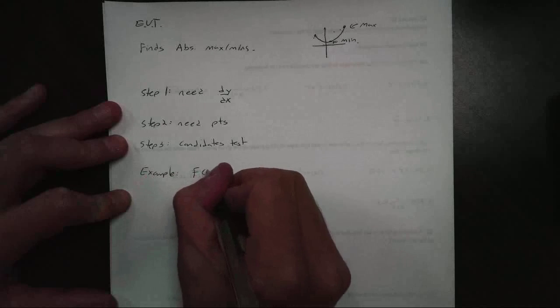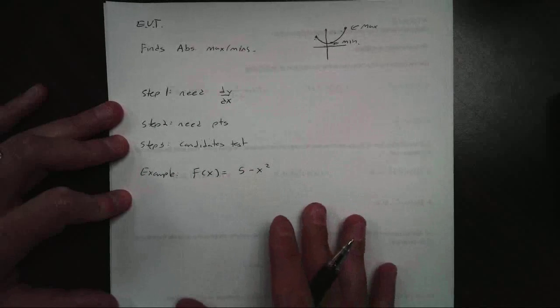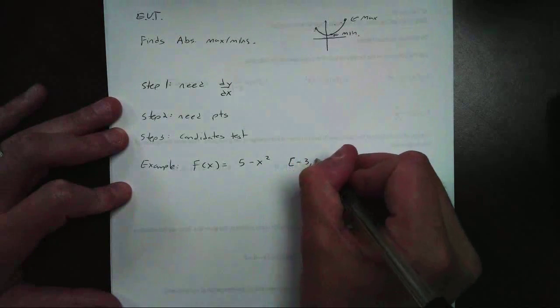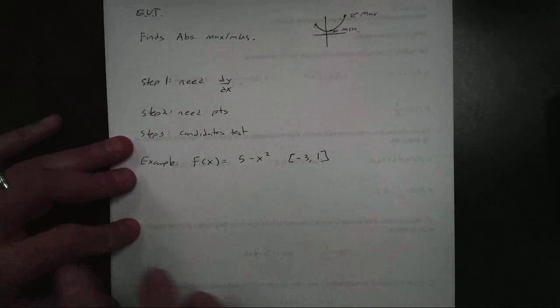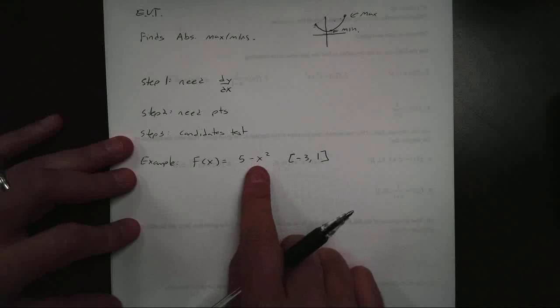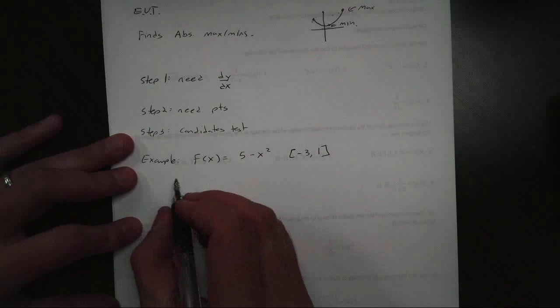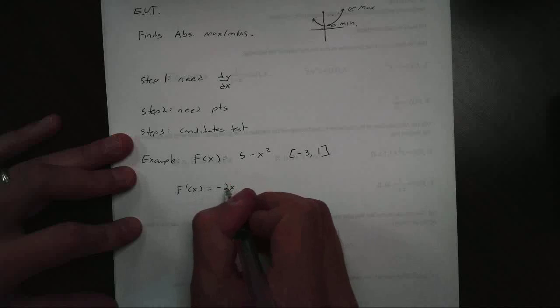So let's take a look at an example here. Let's say we have the function f of x equals 5 minus x squared, a simple parabola. And we're going to be on some domain, let's say from -3 to 1. And I want to find what's the highest point on this parabola. Now most of you already know it's going to be at the vertex in this case. But let's say we didn't know that. So the first thing we're going to do is take the derivative, and we get -2x.